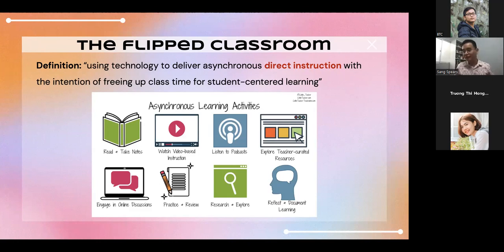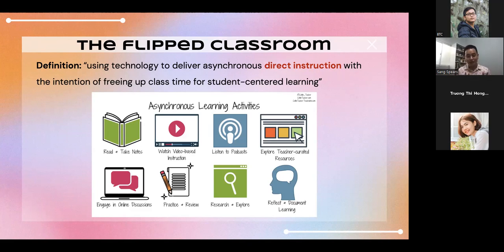So it means that when we have some content knowledge that we need the students to know, usually it would take place in the class. But normally, when they already acquire the content knowledge, they have no more time to apply it.